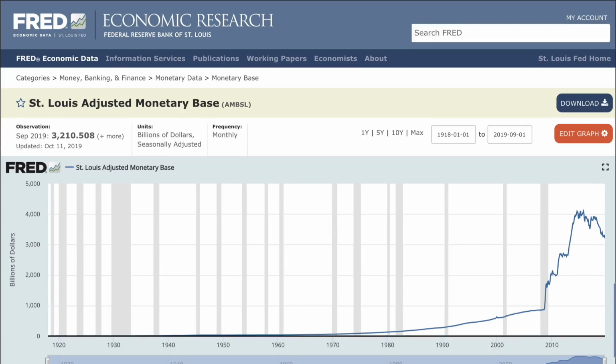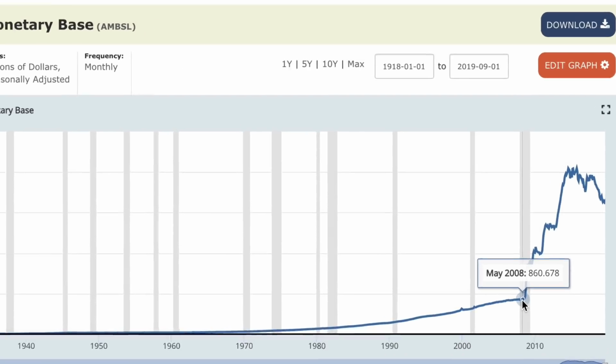What is going on with the world economy? I've shown this chart a million times. This is base currency in the United States going all the way back to January of 1918. And it took all of those years to print about $860 billion. So basically that's 0.85 trillion.